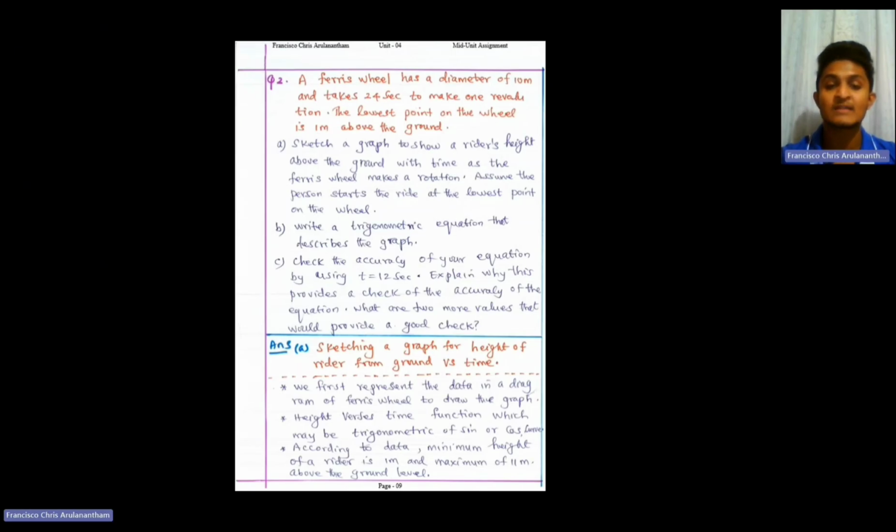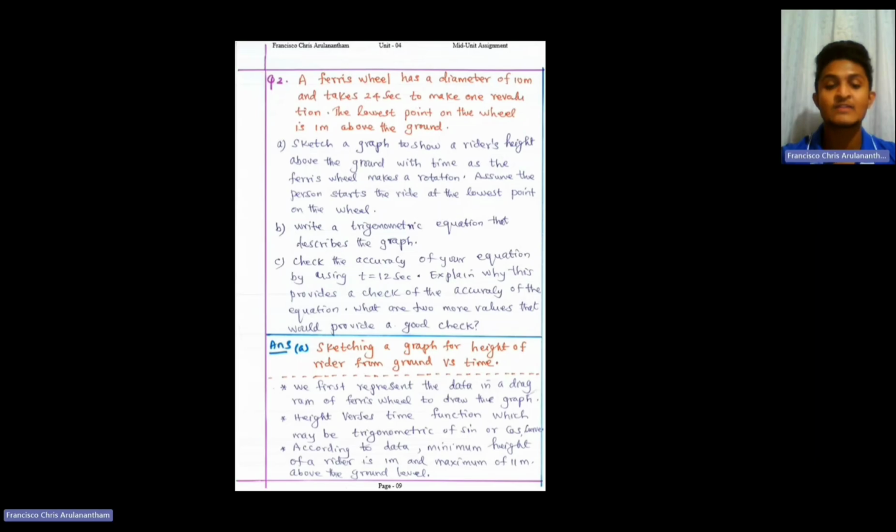Part B: write a trigonometric equation that describes the graph, and part C: check the accuracy of your equation by using t equal 12 seconds. Explain why this provides a check of the accuracy of the equation. What are two more values that would provide a good check? Now we will discuss part A in question number 2.